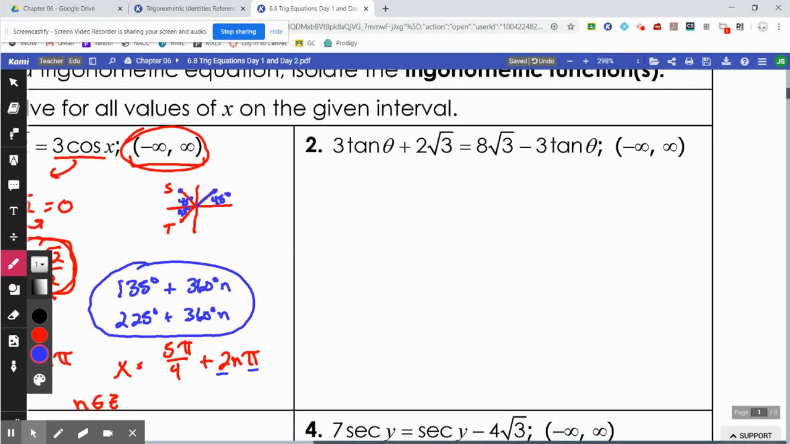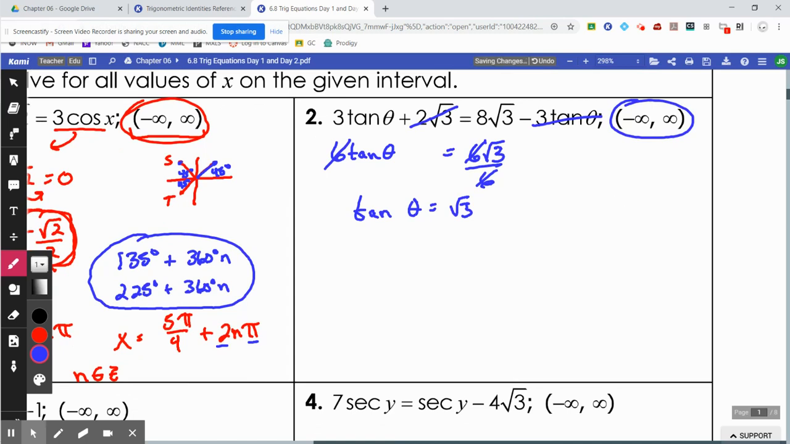Okay, number 2. Again, let's isolate. Let's move all of our tangents to one side. So I'm going to mark this out and add 3. I now have 6 tan theta. Let's go ahead and take this 2 root 3 and subtract it from the other side, and you have 6 root 3. Get rid of the 6 by dividing, and you have the tangent of theta is equal to root 3. We want all the answers between negative infinity and positive infinity.